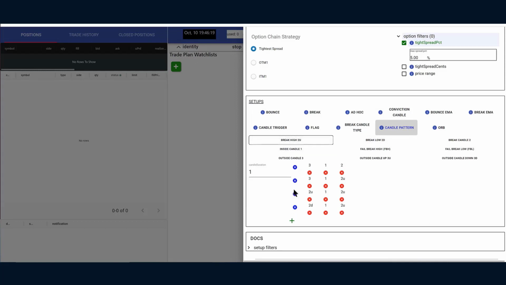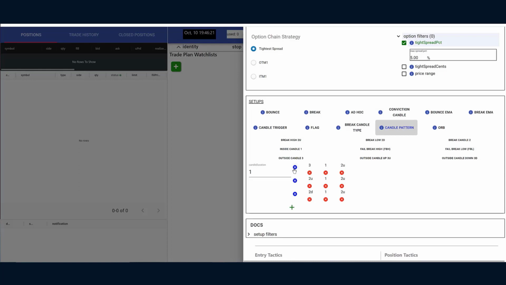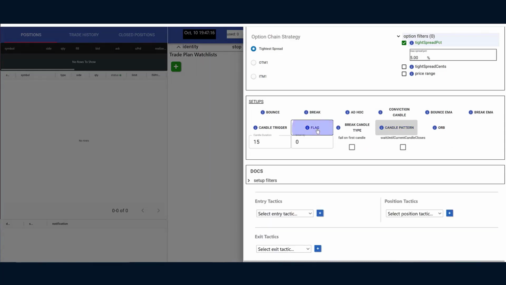The strat is by far our most popular setup, used by many Trade Unafraid traders. The flag setup is used to watch for bull flags, waiting for a series of lower highs and then triggering on the break of a high. Of course, it also works for bear flags, watching for a series of higher lows and triggering on the eventual break of the prior low.